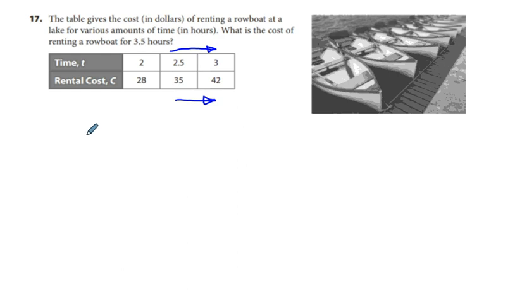So I'm going to write the format here, y equals m, which is our slope, x. And in this case, our variables are different. We want to have time, so we'll say t is going to be equal to our constant of direct variation, m, or slope, times the rental cost, c.